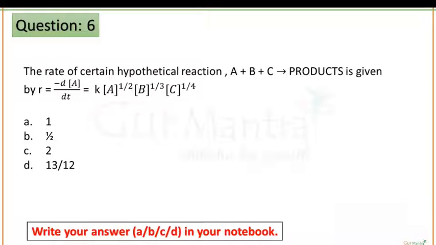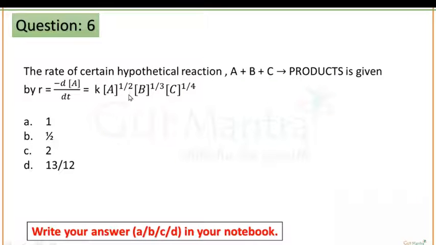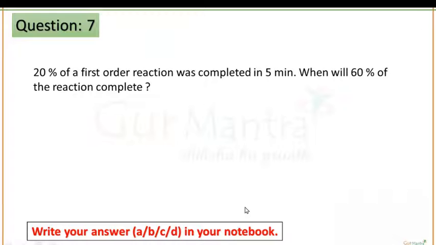Okay, please stop guys. The correct answer for this question is option number D. The overall rate depends upon the total order, that is your 1/2 + 1/3 + 1/4. So the correct answer is option number D, that is 13/12. Next question.